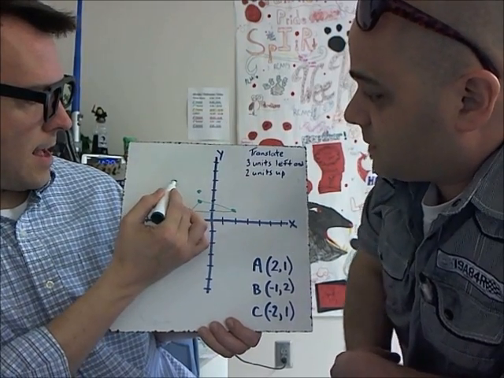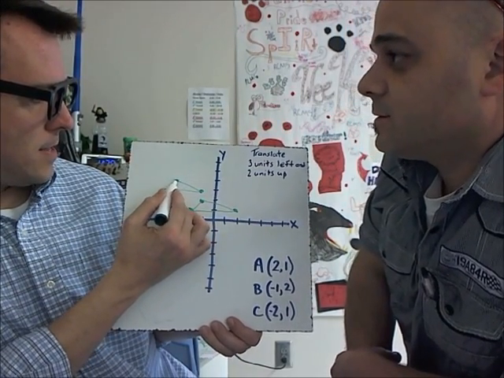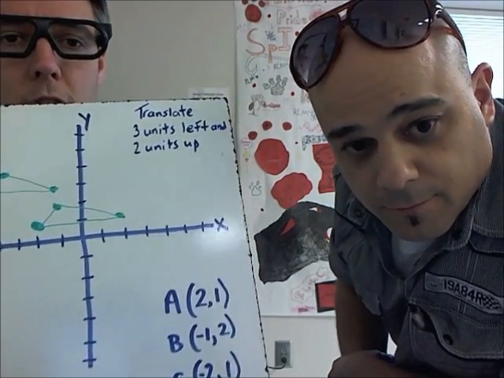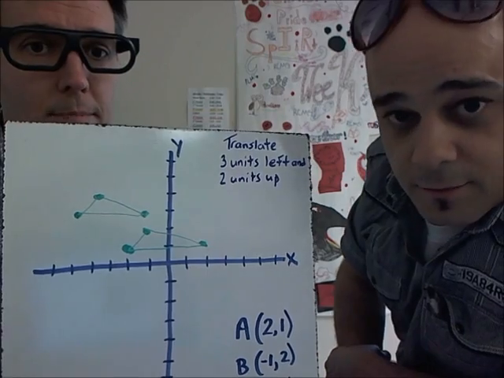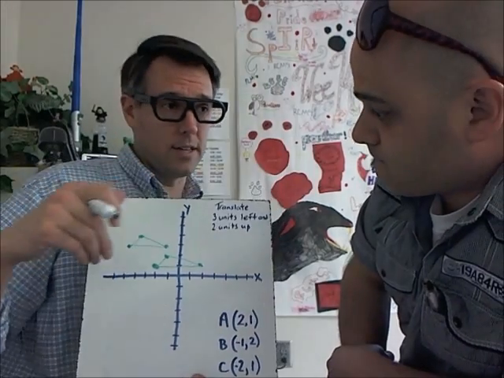Look at that. It just looks like it moved. It did move. The whole image was translated. Wow. That's why they call it translate: 3 units to the left and 2 up. So they have a little homework in that tonight, okay?